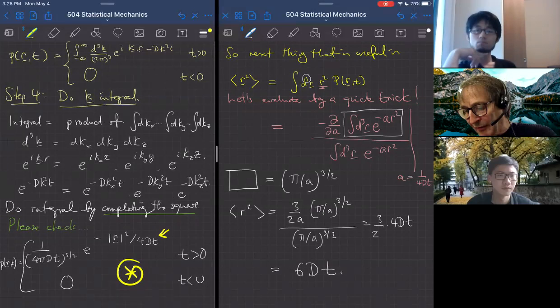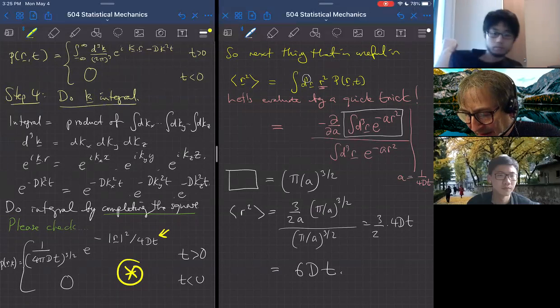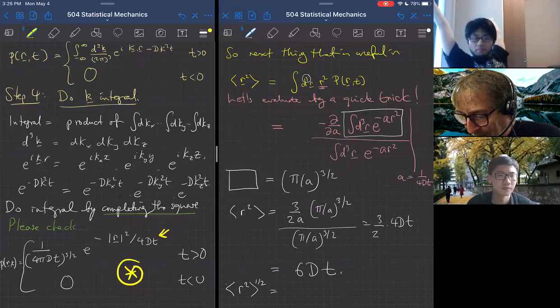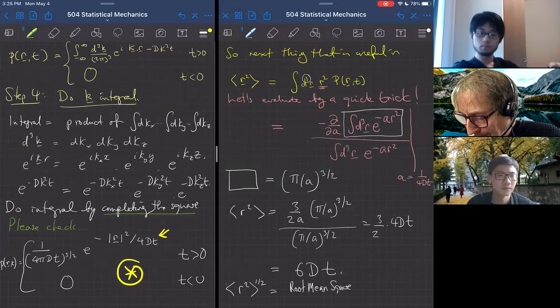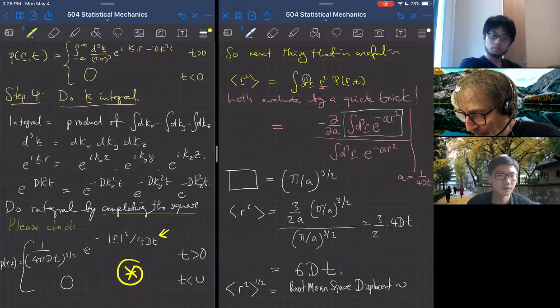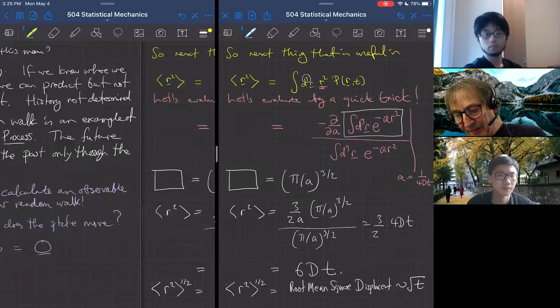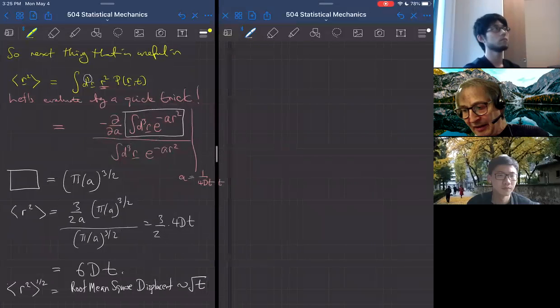So what we've just discovered then is that in a time t, if I wanted to compute the distance that's gone, the root mean square displacement scales like the square root of the time rather than time itself. And that is Einstein's famous result.